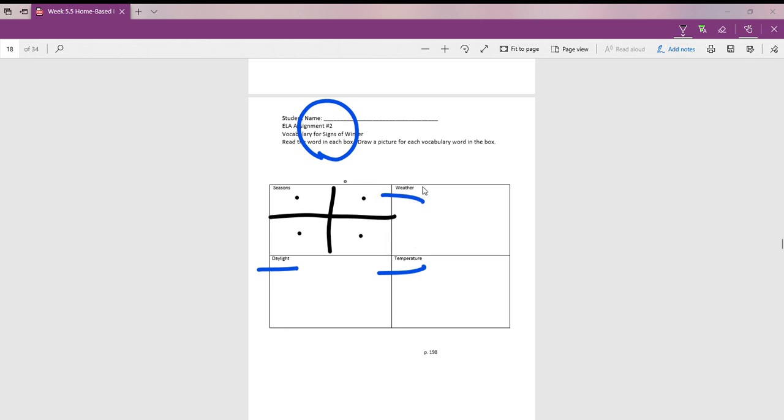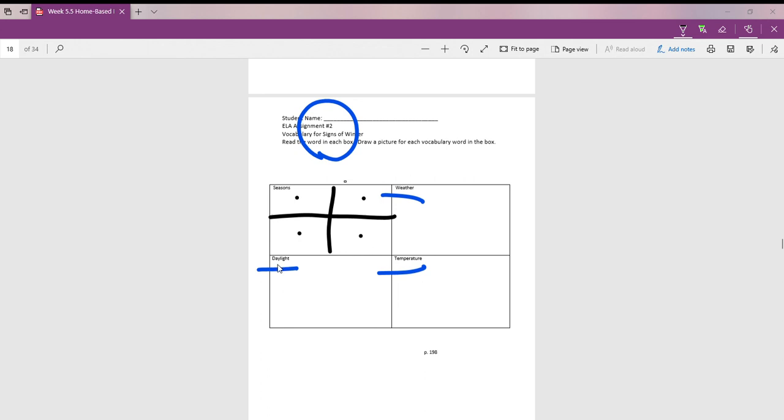What is weather, boys and girls? What is happening outside? Have we been having rain here? No. Has it been windy? We've had windy days. Has it been cold? No, it's been warm, right? So you're going to draw me a picture of weather. Me van a dibujar un dibujo de el clima.